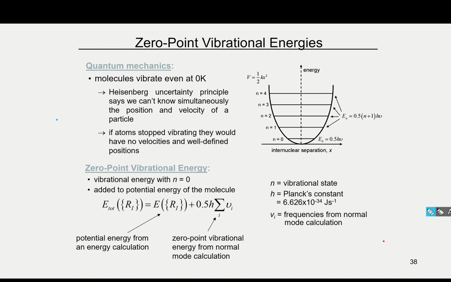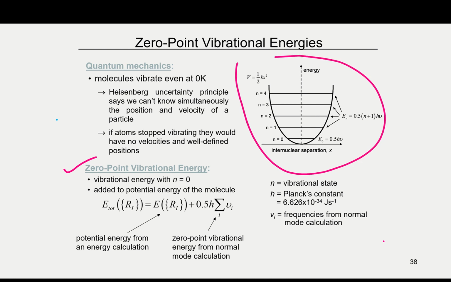Zero-point vibrational energy, this one. You can see this is harmonic. This is a complete harmonic system. And vibrational energy with n equal to 0, like there is n equal to 0, this one, is added to the potential energy of the molecule.